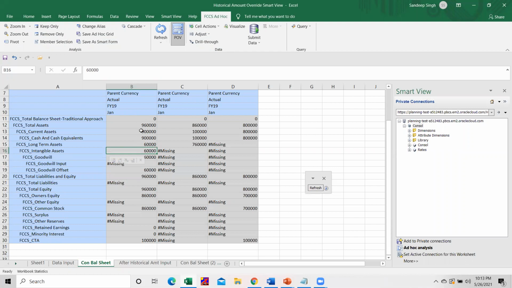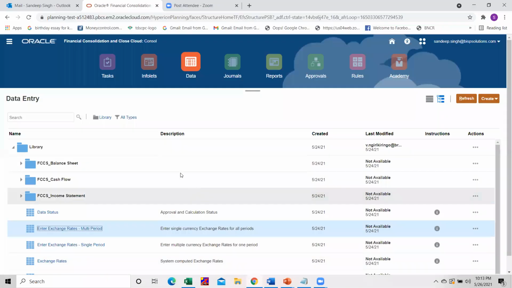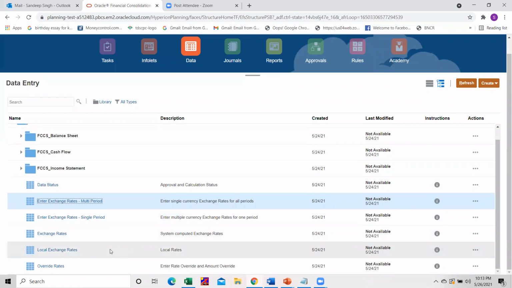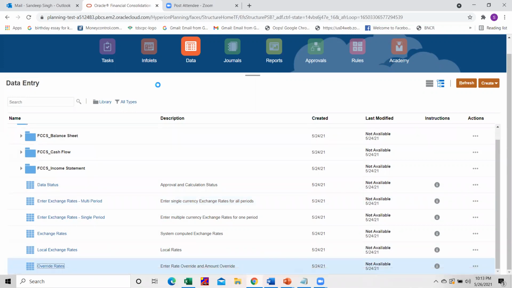Once I input this exchange rate and run the rule of consolidation, I get this number. So this is a false representation of the balance sheet. Therefore, we are required to correct this balance sheet. We are required to define the historical rate or historical amount, so that we will get the true picture. The application has given us the functionality of inputting the historical amount or historical rate in the override rate form, where you can define your historical rate.